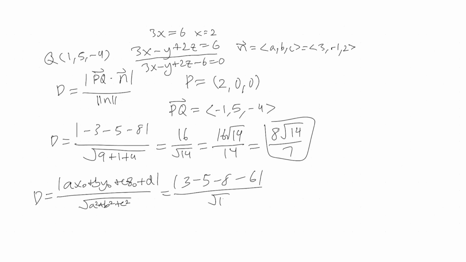And this top part gives us 3 minus 5, -2, minus 8 is -10, minus 6 is -16, and then the absolute value is 16. So 16 over root 14, the exact same answer as above. If you want to rationalize, it gives you 8 root 14 over 7. So we found that no matter which way you solve it, no matter which information you're given, we get the same answer using both equations we derived previously. Thank you.